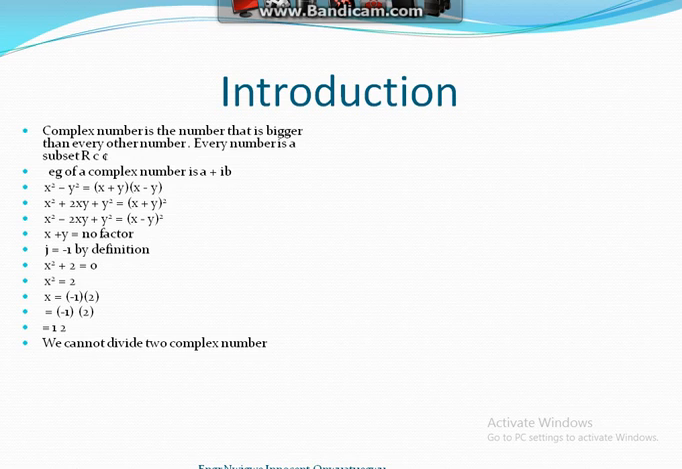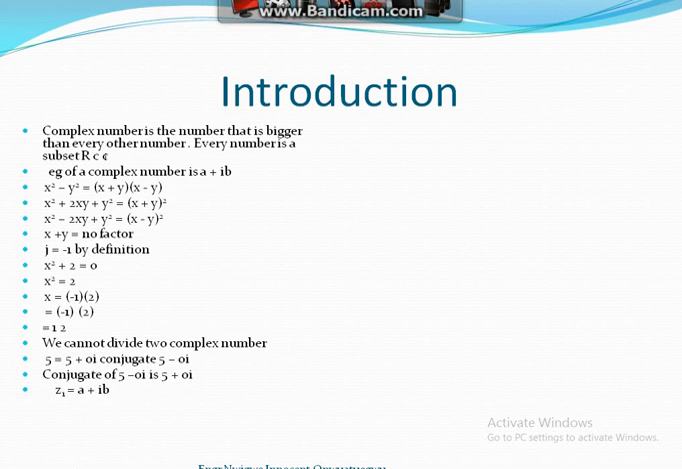5 is equal to 5 plus 0i. The conjugate of 5 plus 0i is 5 minus 0i, and the conjugate of 5 minus 0i is 5 plus 0i, that is the opposite sign. Once there is a plus, you have minus.